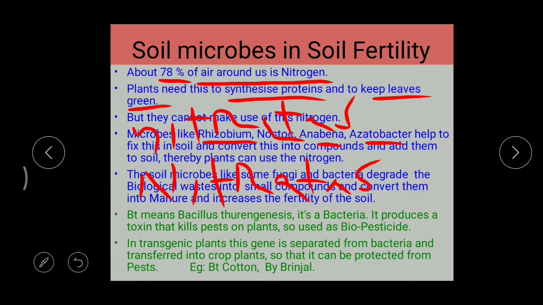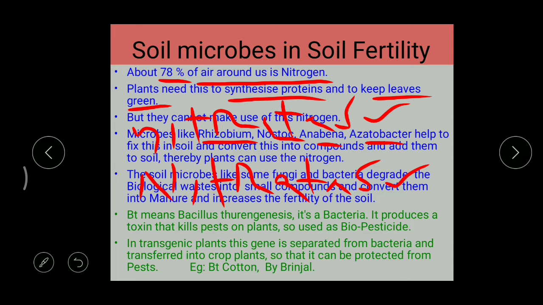So what is the use of these microorganisms? These microorganisms are able to convert free nitrogen or atmospheric nitrogen into these nitrites and nitrates and supply them to the soil. So from the soil, the plants will absorb these nitrogen compounds and use them for their own purpose, right? So this is a way how these soil microbes help in increasing the soil fertility.